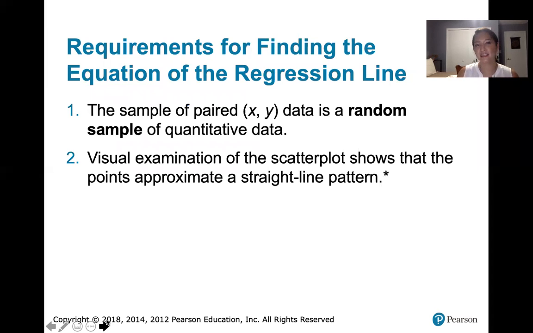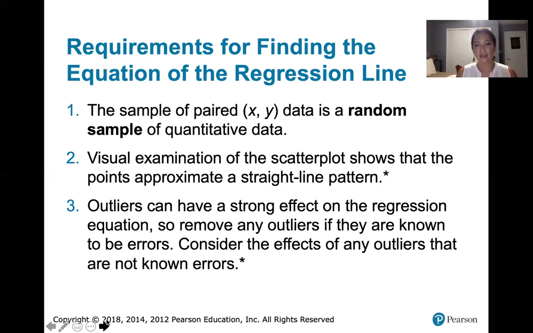Second, visual examination of the scatter plot should show that the points approximate a straight line pattern. So if you look at the scatter plot and you see something that looks like a parabola, or you see something that looks more like an exponential behavior, there might be a correlation there, but it's not a linear correlation. We should have a linear correlation if we're going to come up with this regression line.